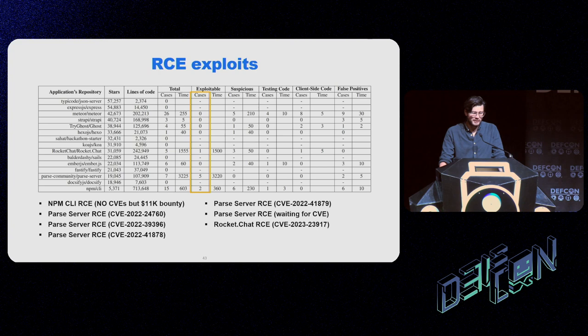We confirmed 8 detected cases as exploitable and reported them to maintainers. You can see we found 2 cases in NPM CLI. Everyone, I think, used this app. Parse Server and Rocket Chat Messenger.